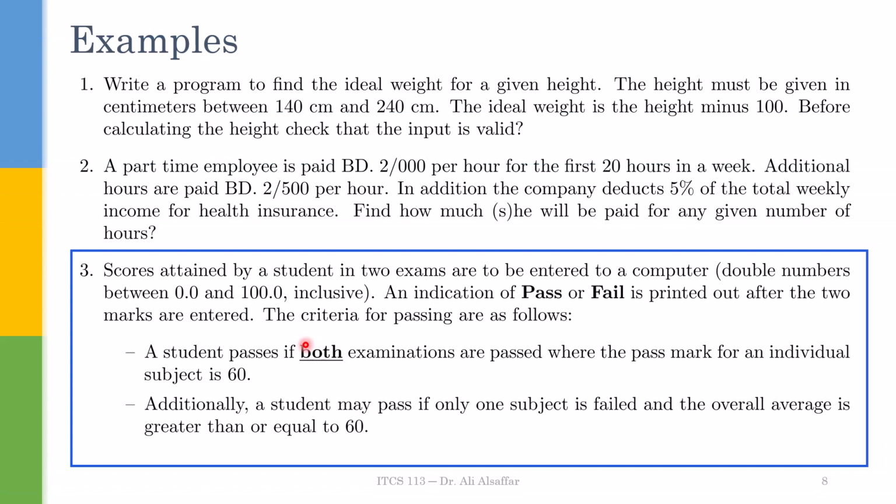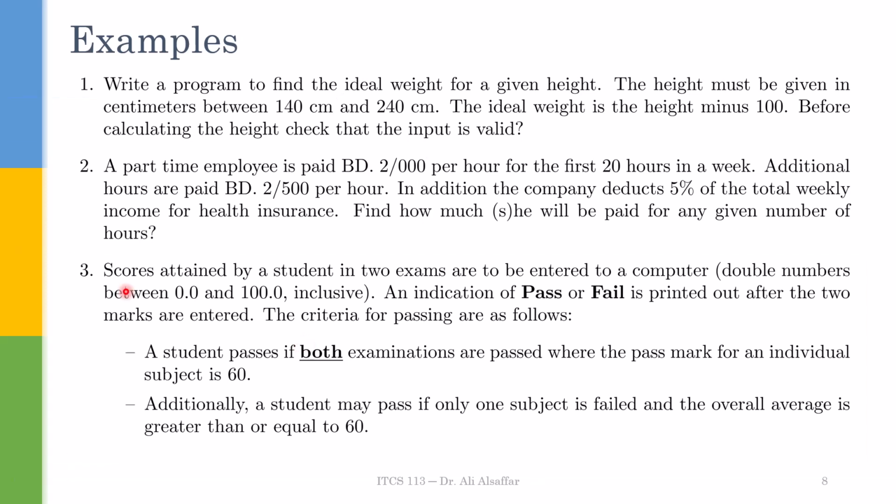Today we will solve the third problem on scores in exams for students. Let us read the problem first. Scores attained by a student in two exams are to be entered to a computer. That means two scores for exams are going to be recorded into a computer, and both of them are doubles, and both of them between 0 and 100 inclusive. That means 0 and 100 are also included.